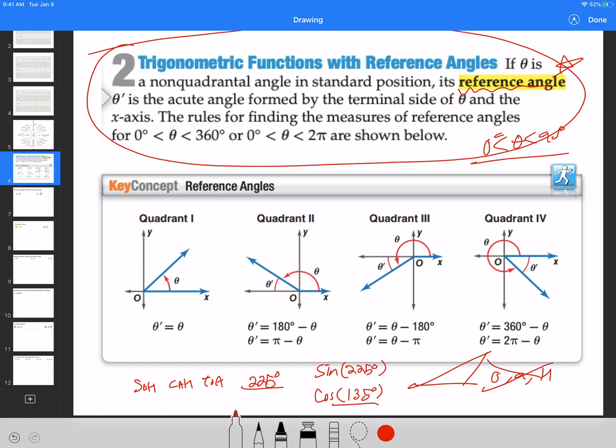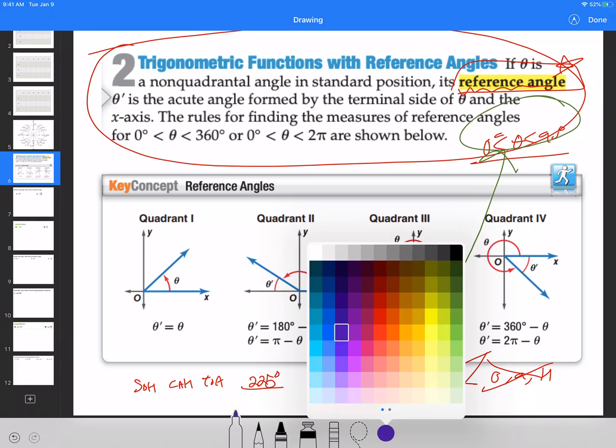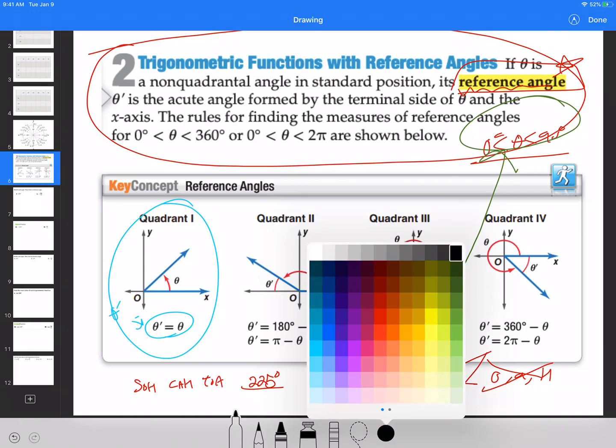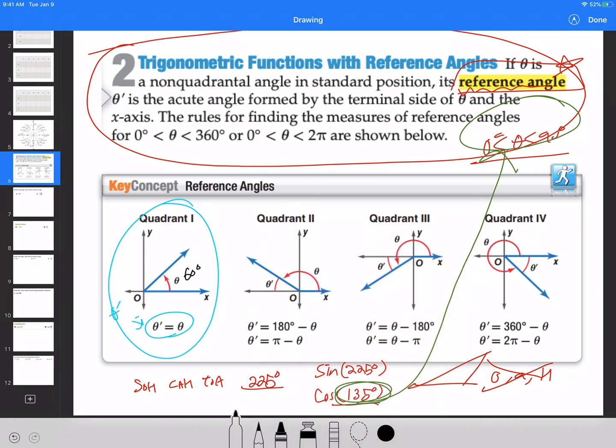But what we're going to do is use the reference angle to transform what we call these obtuse angles into an acute angle. And these are the four situations that you see right here. First, if it's in quadrant 1, whatever the reference angle, notated by theta prime, is going to be whatever that angle is. So if this was, say, 60 degrees, then the reference angle is 60 degrees.